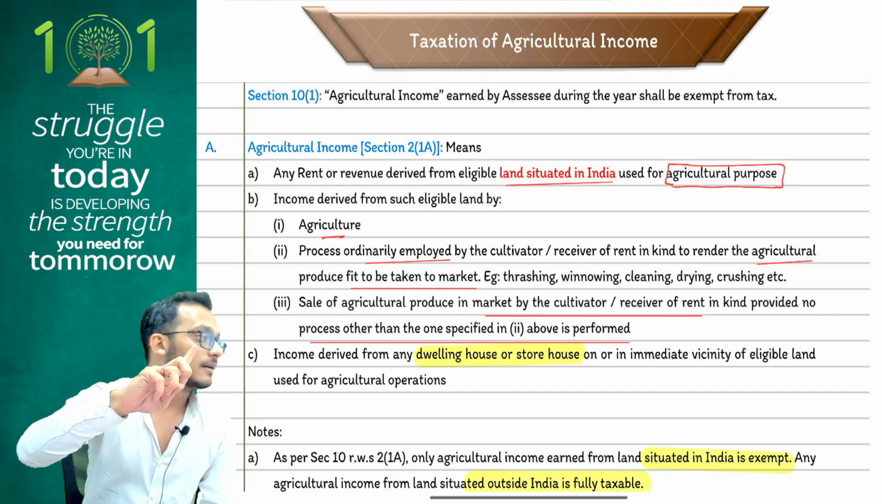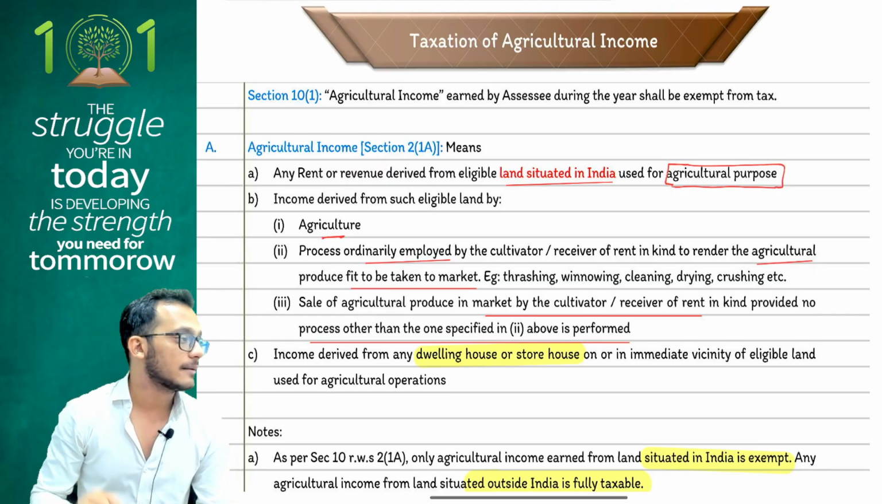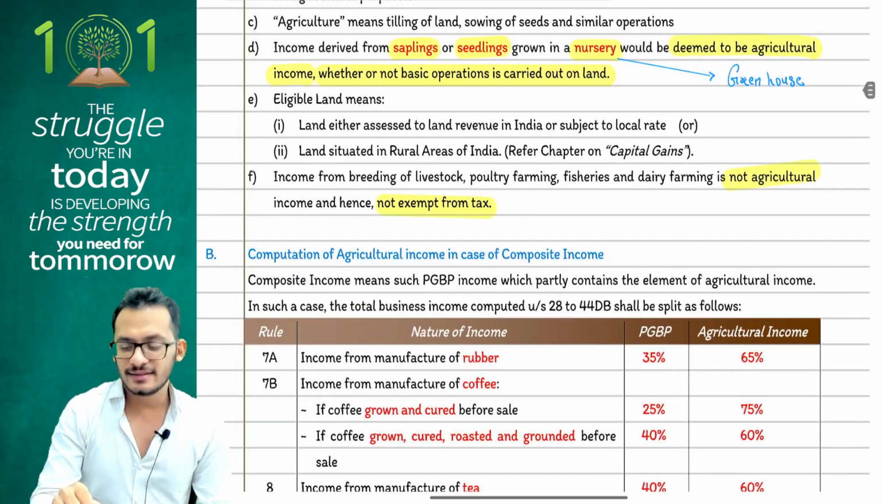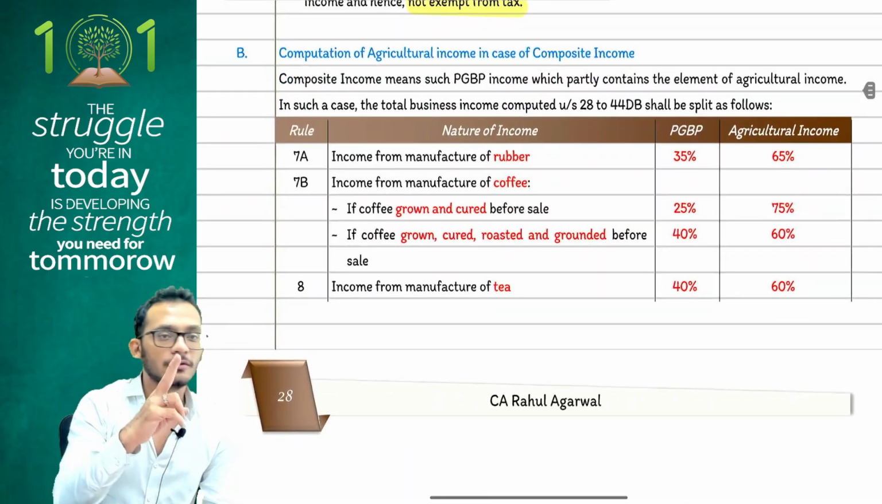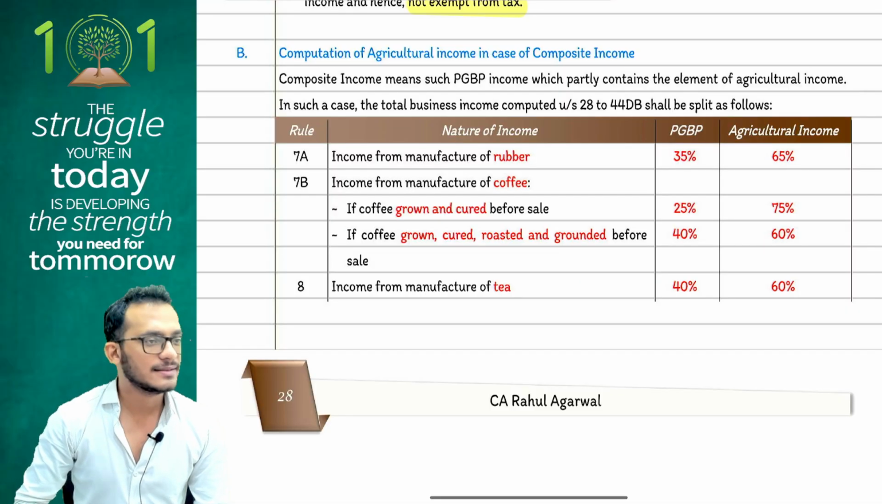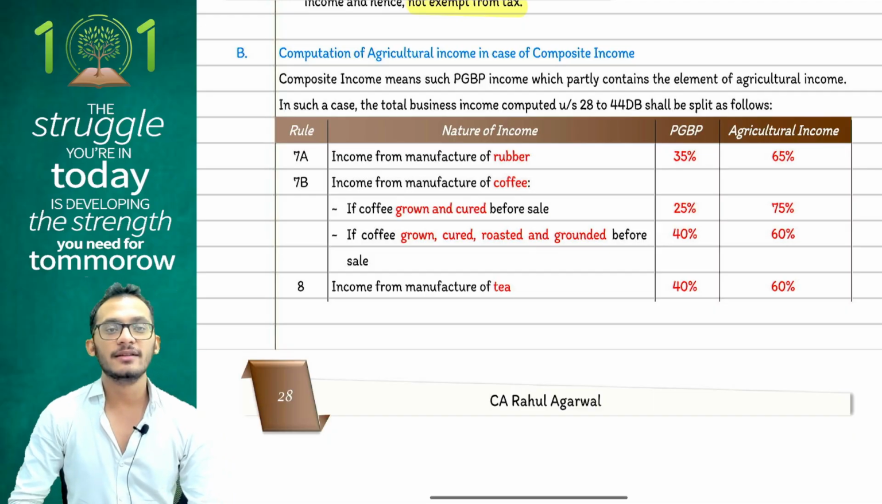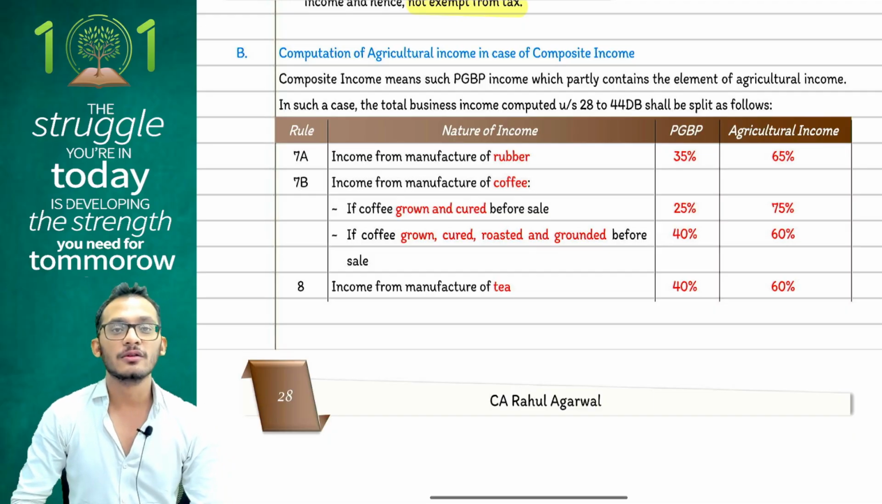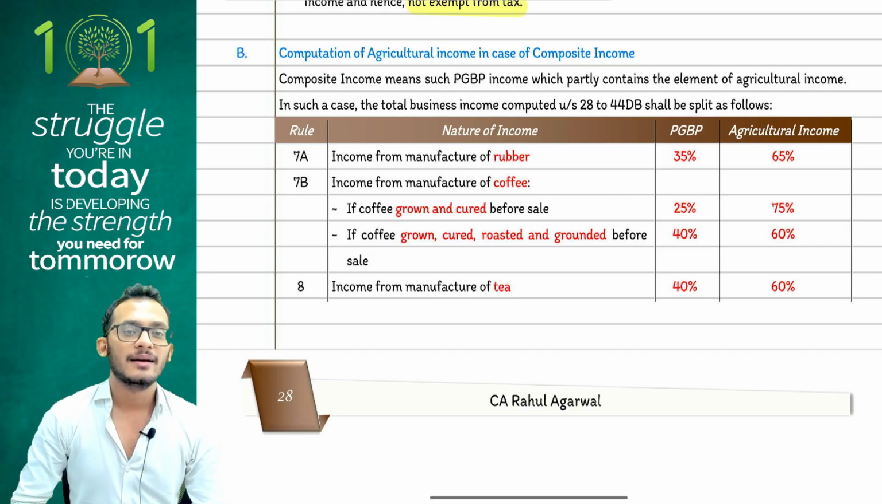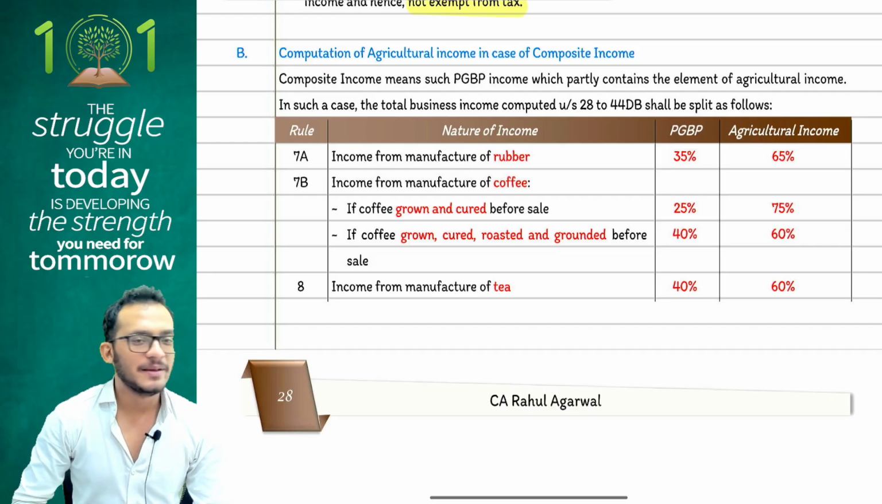Yes, rule number 1 for rubber, rates are 35 and 65. Rule number 2 for coffee with 2 words, 25 and 75. Coffee with 4 words, 40 and 60. Tea with 40 and 60. Lower goes for PGBP, higher goes for agricultural income.